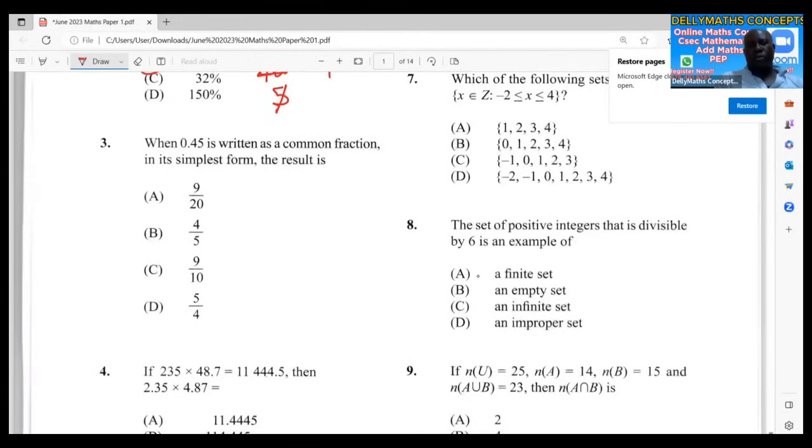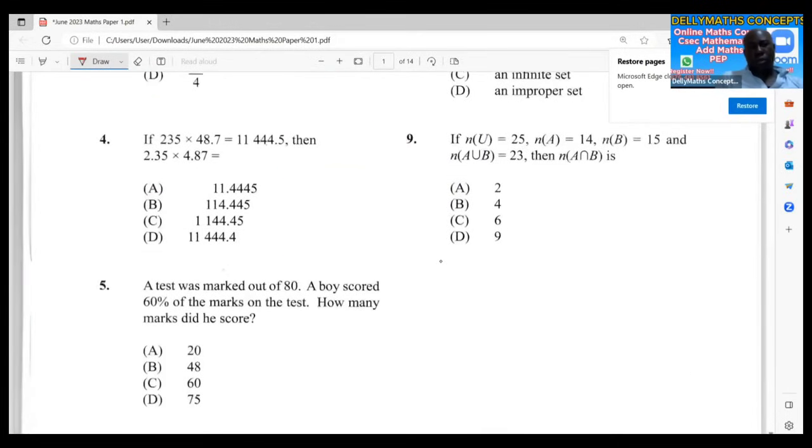When 0.45 is written as a common fraction in its simplest form, 0.45 can be represented as 45 over 100, and then we can cancel out: 5 into 45 is 9, and 5 into 100 is 20. So that's 9 over 20.